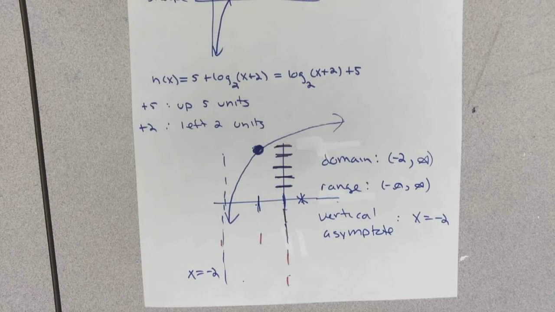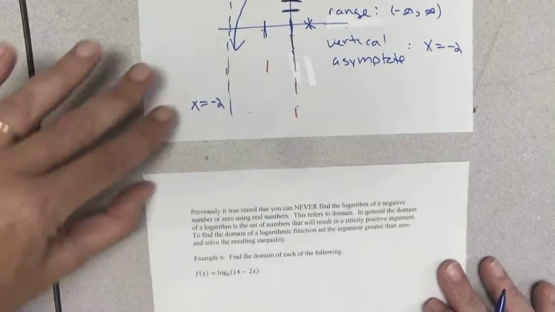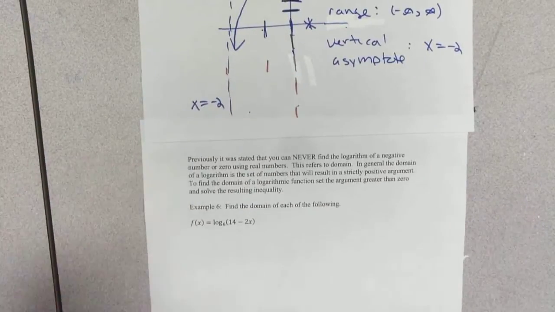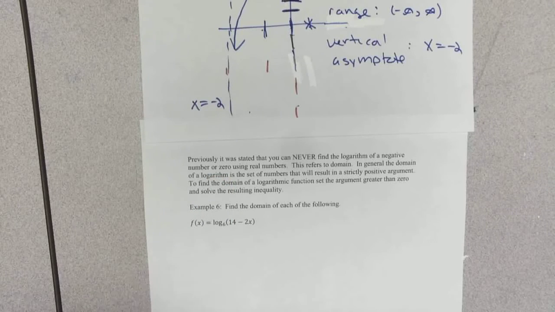Okay, moving on a little bit. Previously, it was stated you can never find the logarithm of a negative number or 0 using real numbers. And again, a little bit of a disclaimer here. You can't find the logarithm of 0 for anything. Logarithm of 0 is just always undefined. Negative numbers, if I let you use complex numbers, there are things you could do there, but we're not going to use complex numbers here.